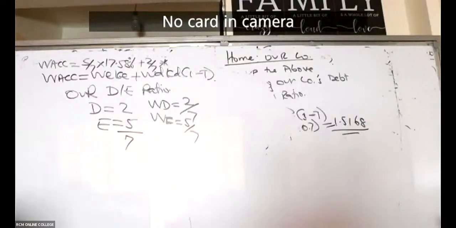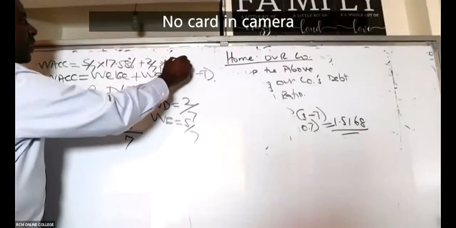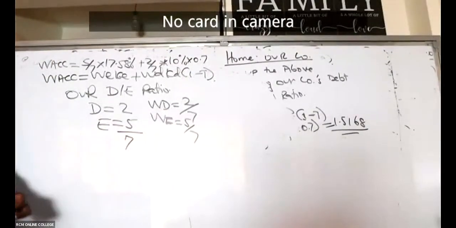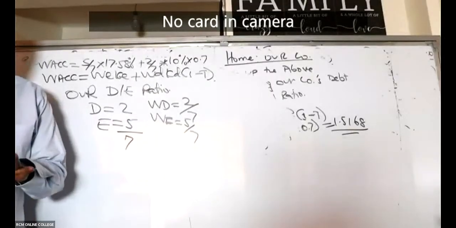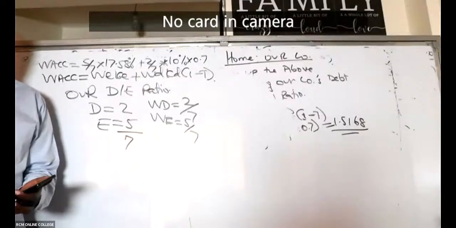We have it somewhere. Are you able to remember the 10%? So in this case here, 10%, 1 minus tax is 0.7. That is what you are required to do in that question pretty fast.